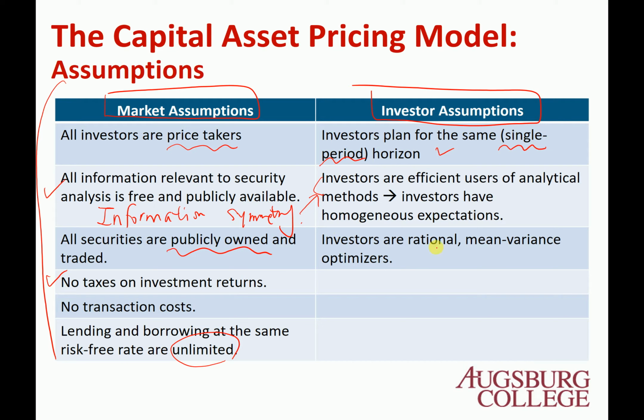So investors are rational mean-variance optimizers, which means that, as we looked at in chapter 6, investors find the optimal risky portfolio. They pick the efficient frontier, which dominates the other portfolios. If the means, the average returns, are the same, we always pick the portfolio with the lower standard deviation. If the returns are the same, we prefer the less risky asset. And the assumption is that investors are rational.